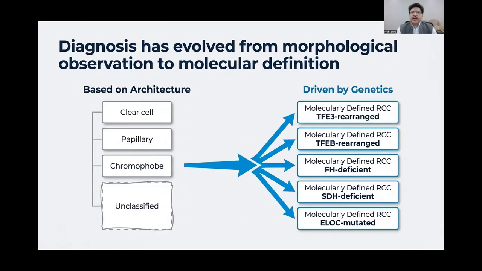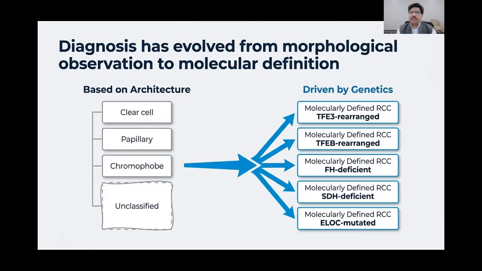Now, these are the 5 genetic variants. We no more use the morphological classification of clear cell versus non-clear cell, and under the non-clear cell papillary, chromophobe, unclassified, that is now retired. We don't use that classification, that is abandoned. We have given retirement to that classification. What is the new classification?